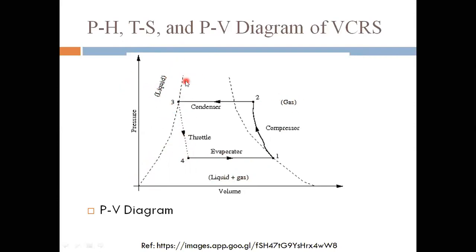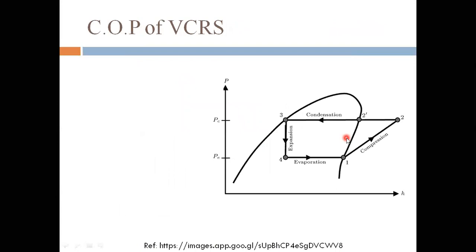This one is the curve for the saturated liquid line, and this one is the saturated vapor line. Now we need to understand the COP of the VCRS. For that, we will concentrate only on the p-h diagram to understand the COP of the VCRS. As this one is the p-h diagram.